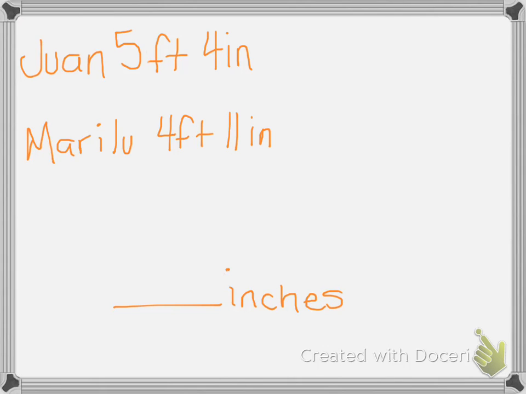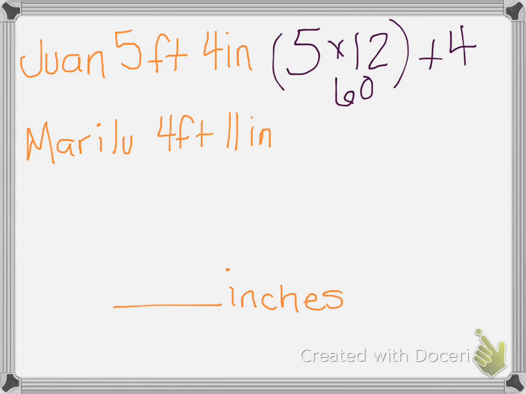Number 4 says rewrite the height of each student in inches only. So Juan is 5 feet 4 inches. We know 1 foot is 12 inches. So we have to do 5 times 12 plus 4. So 5 times 12 is 60, plus 4 is 64.